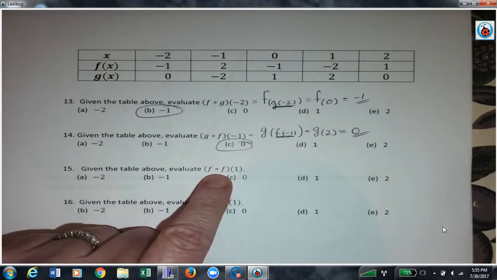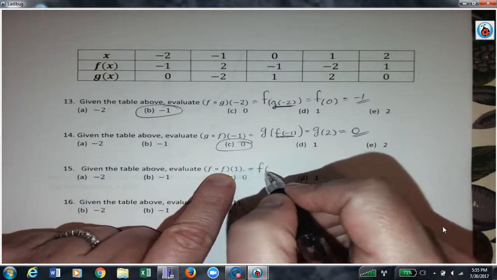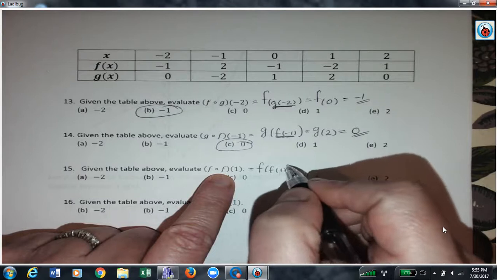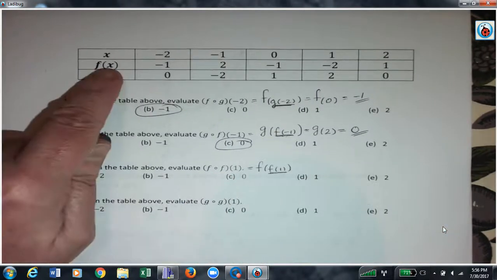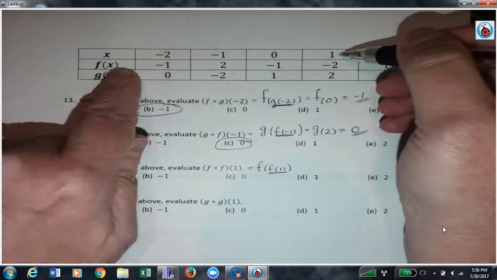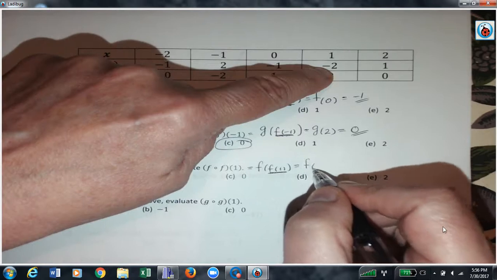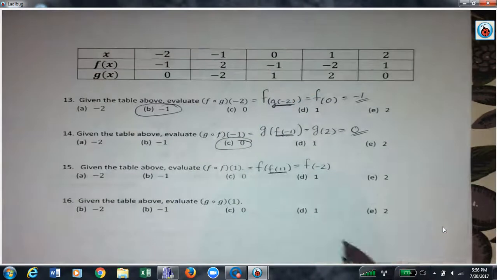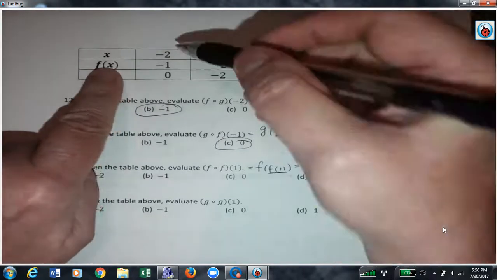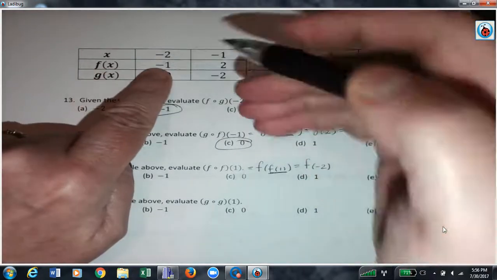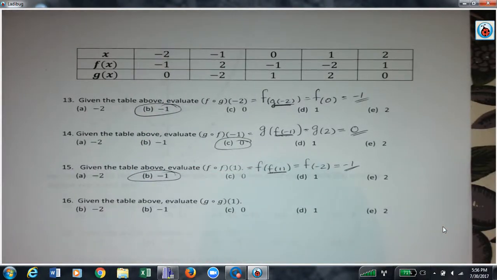Now I need f composed with itself at 1. So that's the first evaluated at the second evaluated at 1, and I have to find out what f evaluated at 1 is. So f and 1, and those meet up at -2. So I replace what's underlined with -2. Now I need to find f evaluated at -2. So f and -2, and they meet at -1. And so my answer is -1.